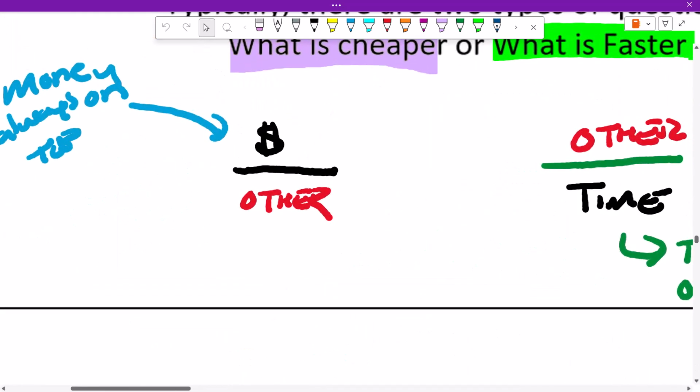If the question involved money, the money number always goes on the top, and whatever else you have goes on the bottom. All right? If the question involved time, those are the two main things, time always went on the bottom. All right?